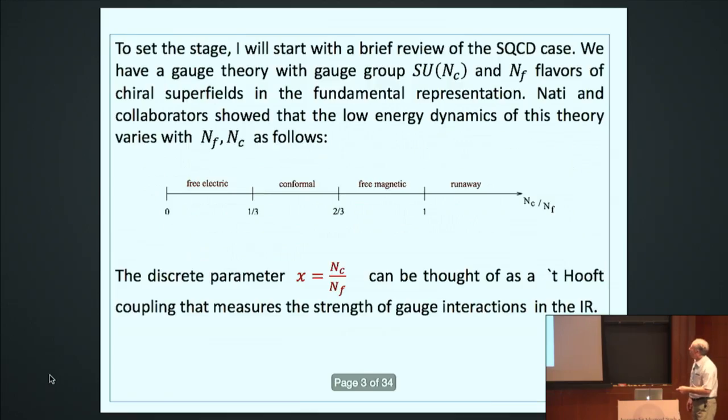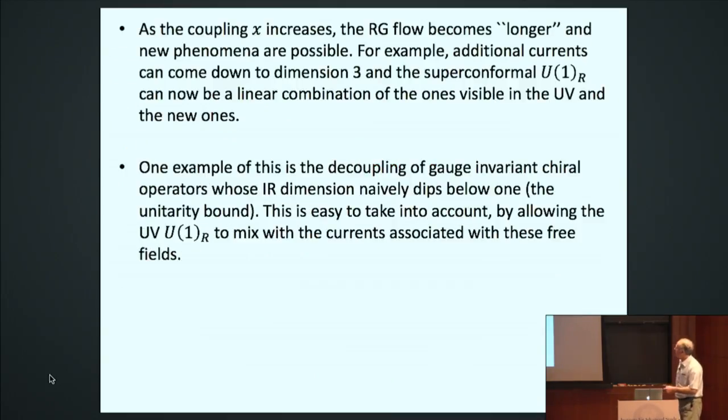Now, as you continue to move to the right in this diagram, the RG flows, of course, become longer, and eventually, all sorts of more exotic things can start happening. For example, the U(1)_R current that you, as I said, could identify when the coupling is sufficiently weak, when this x is sufficiently small, can start mixing with other currents that do not exist in the UV and are sort of accidental symmetries that only appear in the infrared.